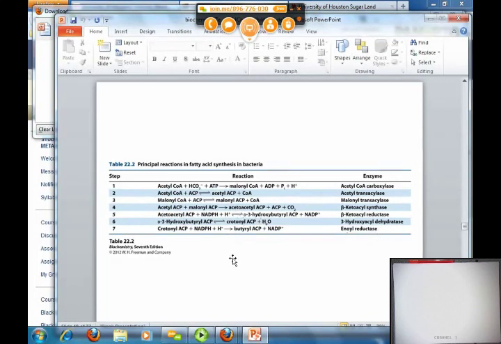So this is the nutshell. This is the fatty acid synthesis going on in bacteria, and in any other organism the same procedure or the same metabolism is followed.